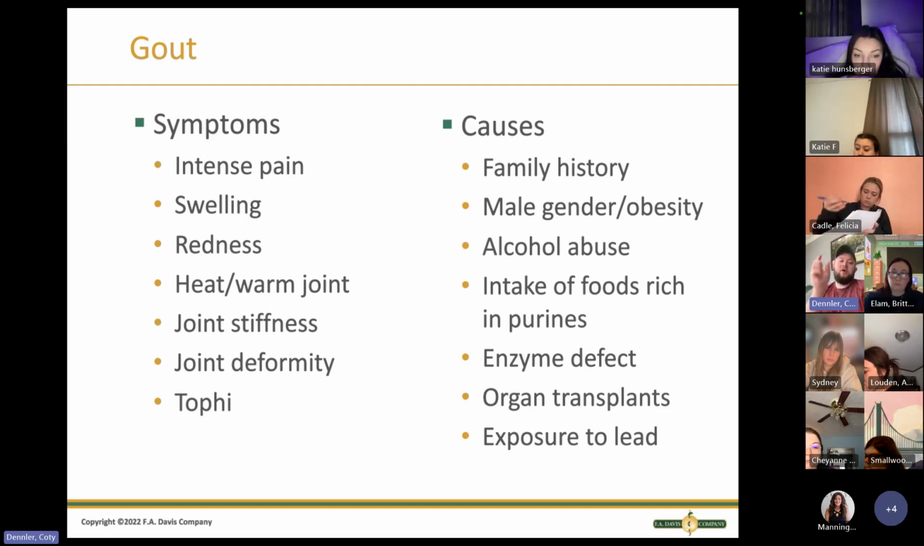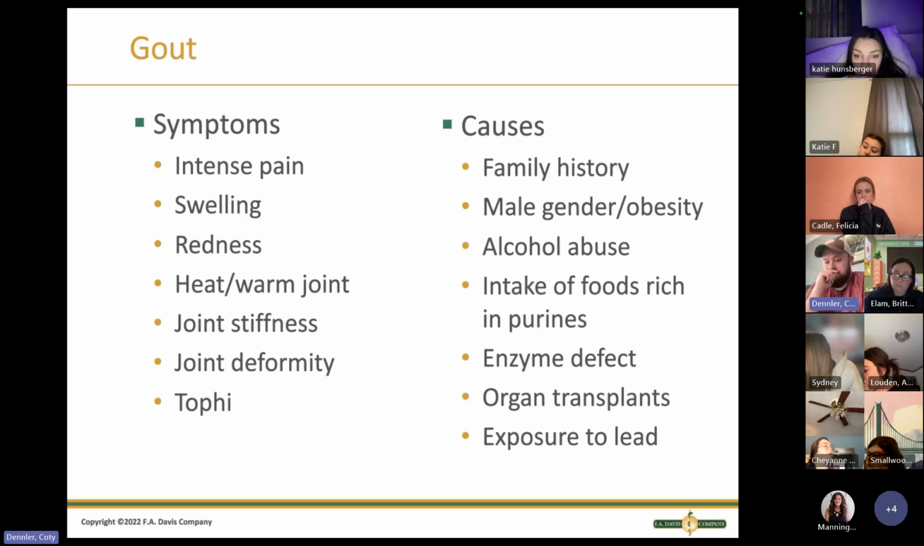And it'll almost look like a bunion. If you know what a bunion looks like on the side of somebody's toe, that's what it'll look like. But bunions are not gout. So it'll be very warm to the touch. It'll be very stiff. And the joint will look deformed, and it will deform the joint if it's not taken care of.